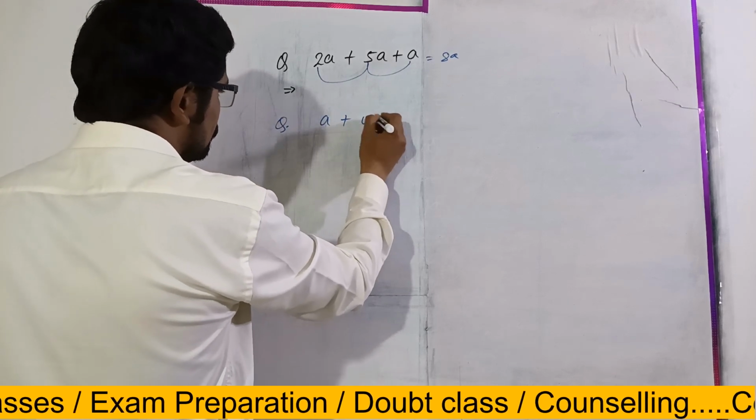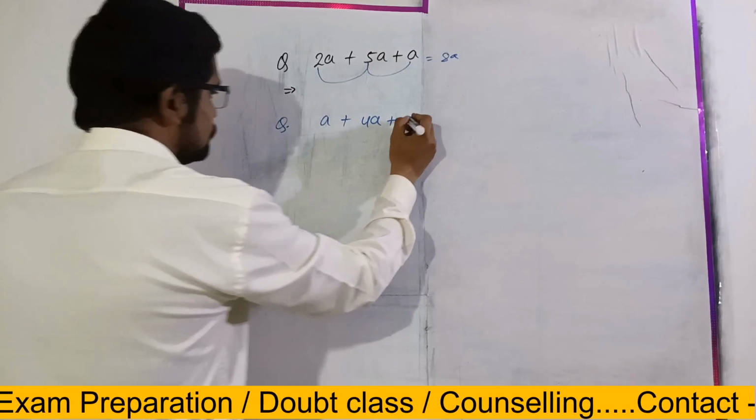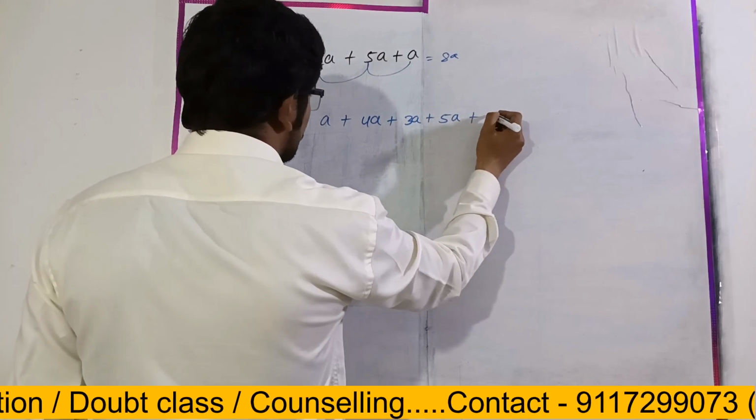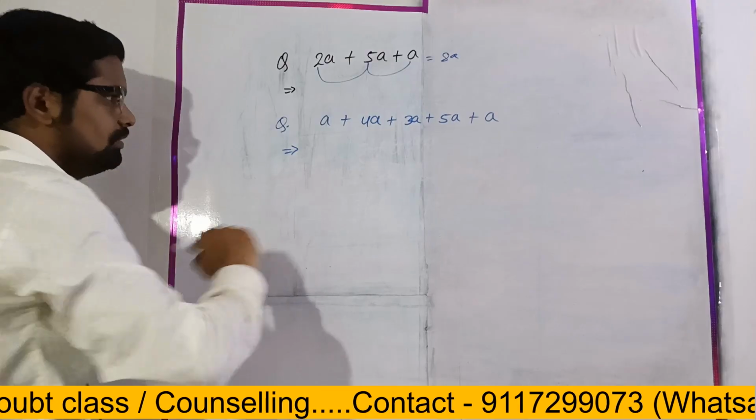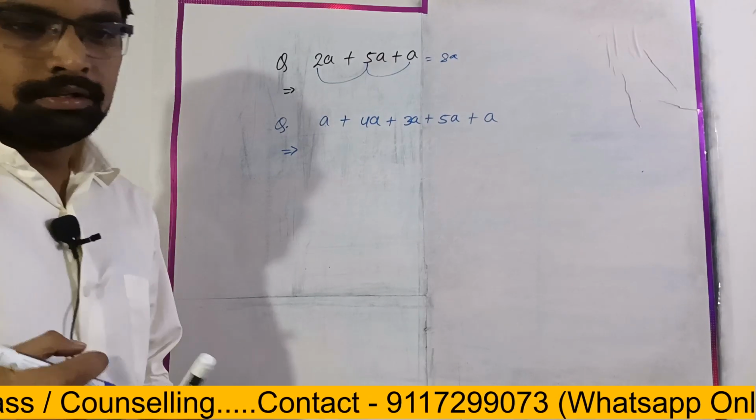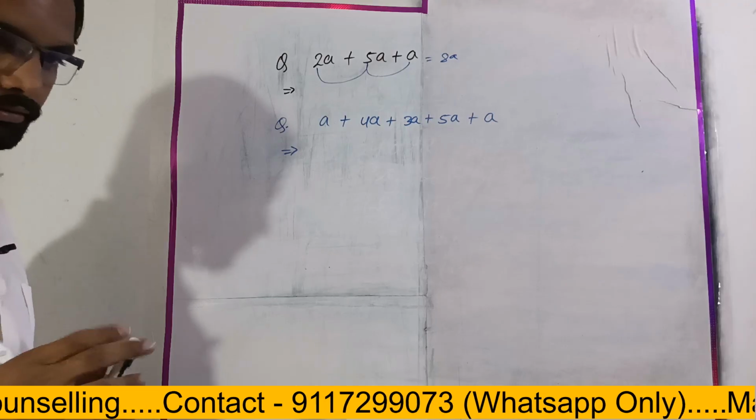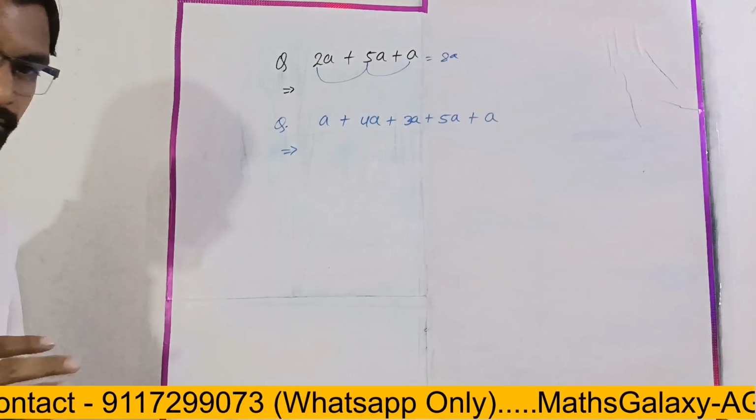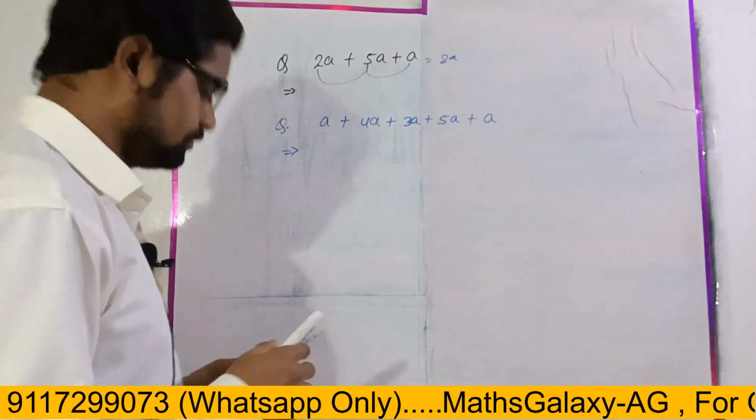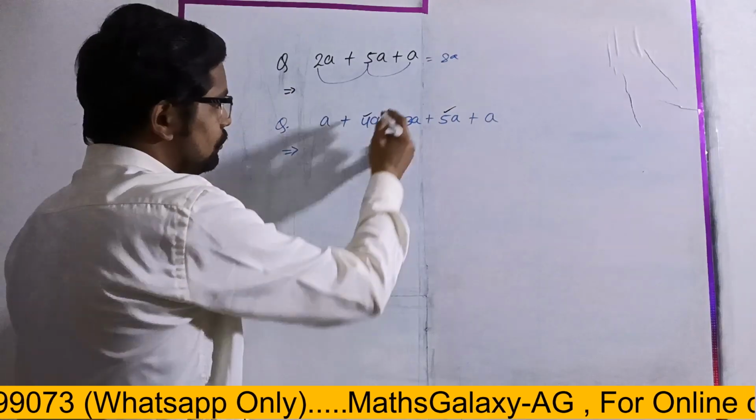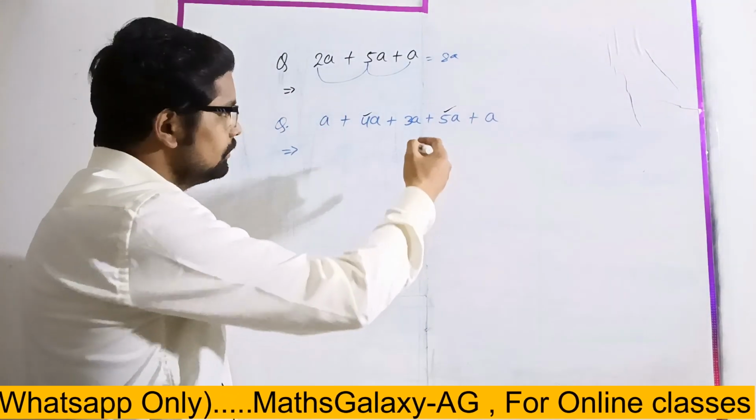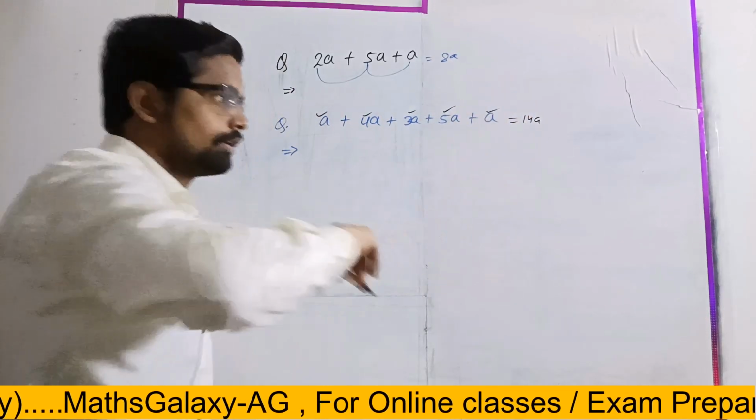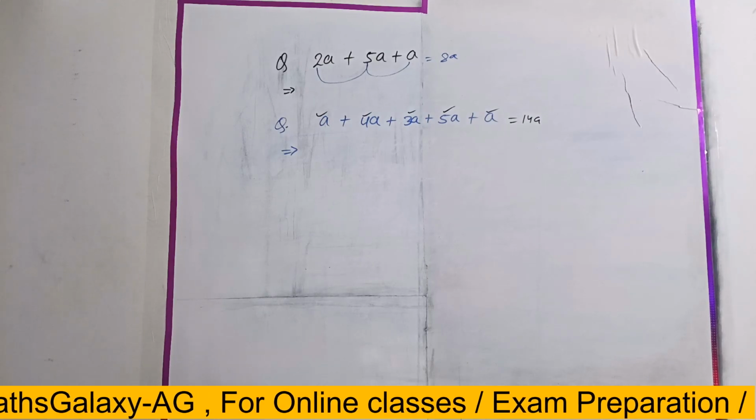A plus 4a plus 3a plus 5a plus a, what will it be? Yes, very good. 5, 4, 9, 9 and 3 is 12, and 1 is 13, and here 1 more is 14, so it will be 14a. Is it clear, or any doubt?